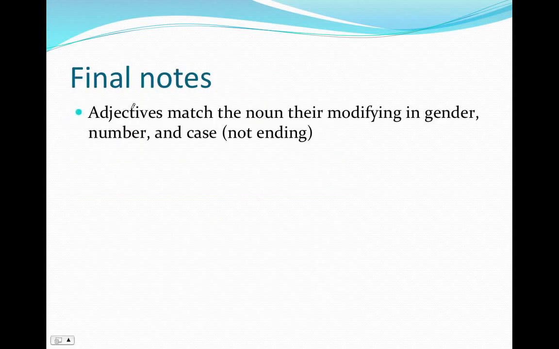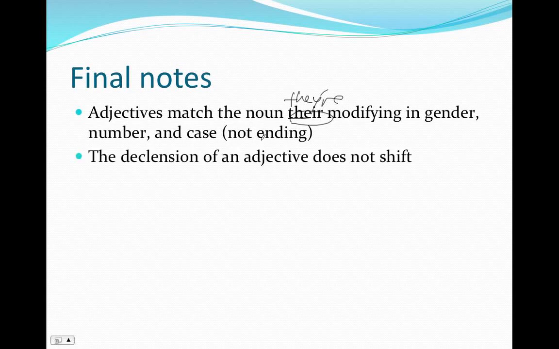So some final notes, things to take away, things to remember. Adjectives are always going to match the noun they are modifying in gender, number, and case. Not ending. Right? So a third declension adjective could modify a second declension noun or a fifth declension noun. Doesn't matter. You're not going to match an ending then.